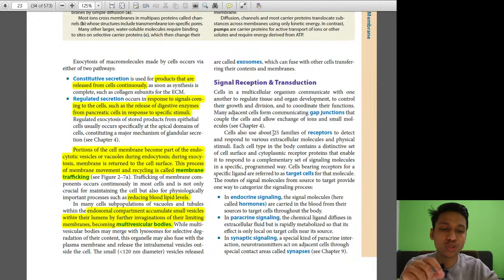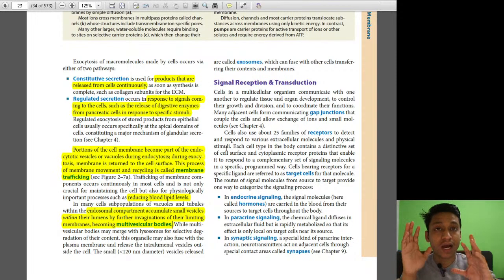Cells also use about 25 families of receptors to detect and respond to various extracellular molecules and physical stimuli. I told you already about these receptors. They are the proteins on the plasma membrane. They are only integral proteins. Cannot be peripheral proteins. So these receptors detect and respond to various extracellular molecules and physical stimuli.